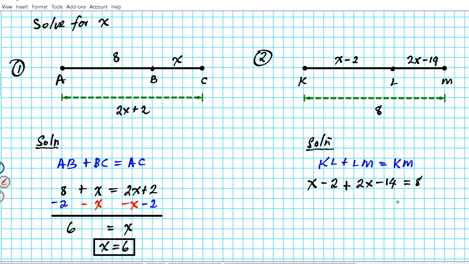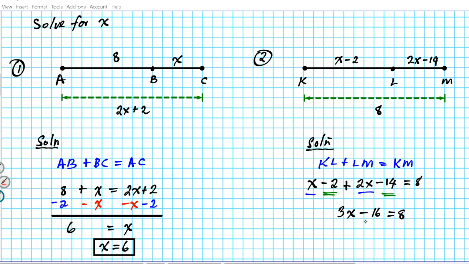So how do we solve this equation? Well, we have to combine like terms. We have x and 2x. If we combine those two, that yields 3x. And then when you combine -2 and -14, the signs are the same, so you add and keep the sign. You have -16 is equal to 8. Now, let's go ahead and get the term with the x isolated. We're going to add 16 to both sides and divide by 3, in that order.